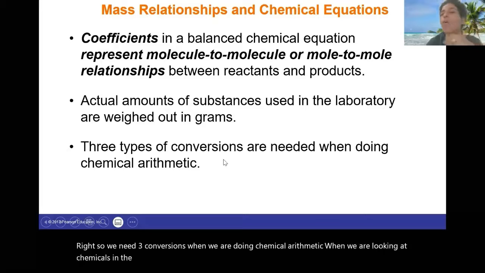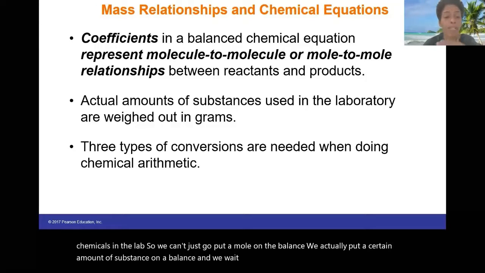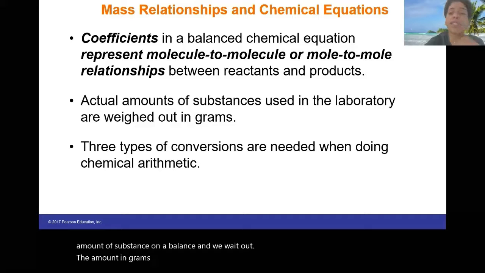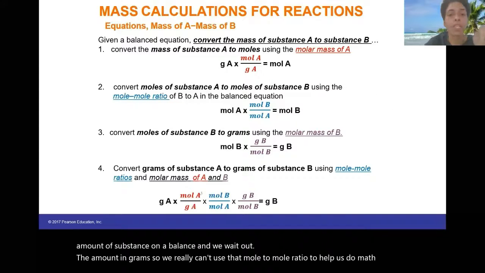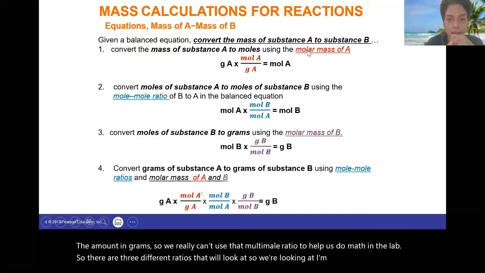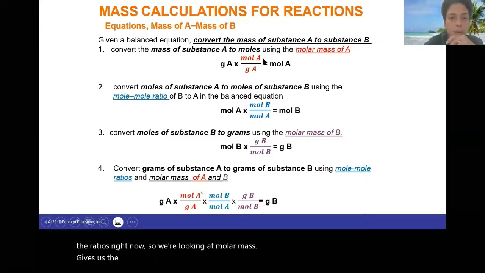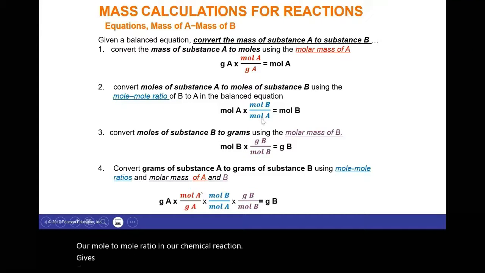the lab. So we can't just go put a mole on the balance. We actually put a certain amount of substance on a balance and we weigh out the amount in grams. So we really can't use that mole to mole ratio to help us do math in the lab. So there are 3 different ratios that we'll look at. I'm just going to go over the ratios right now. So we're looking at molar mass, gives us a ratio of grams to moles. Our mole to mole in our chemical reaction gives us our moles to moles.